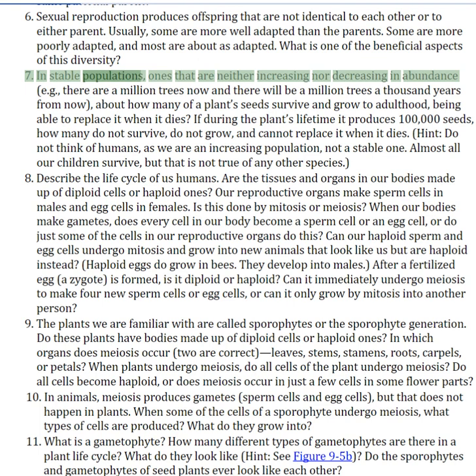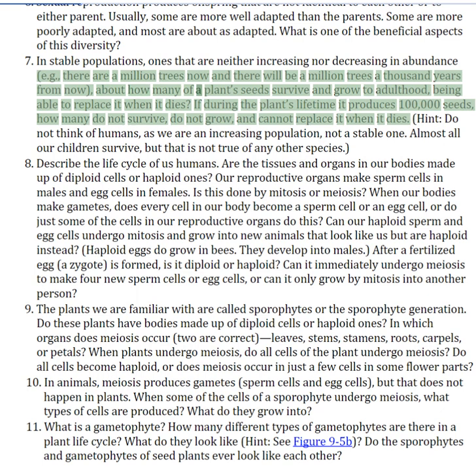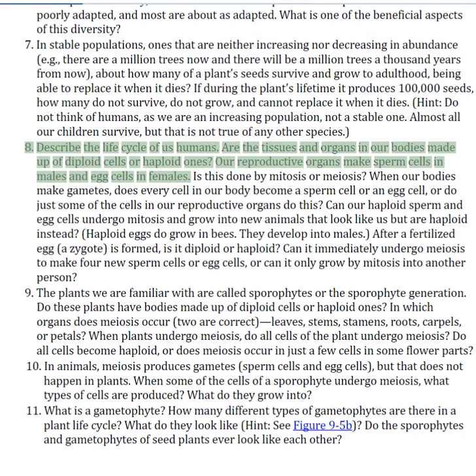7. In stable populations, ones that are neither increasing nor decreasing in abundance, about how many of a plant's seeds survive and grow to adulthood, being able to replace it when it dies? If during the plant's lifetime it produces 100,000 seeds, how many do not survive, do not grow, and cannot replace it when it dies?